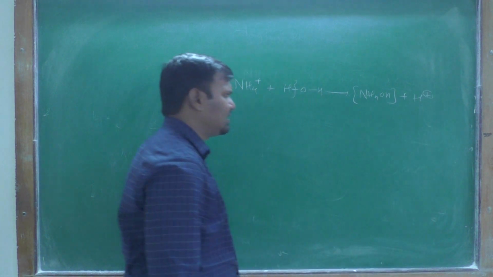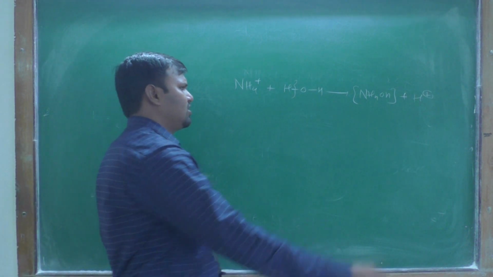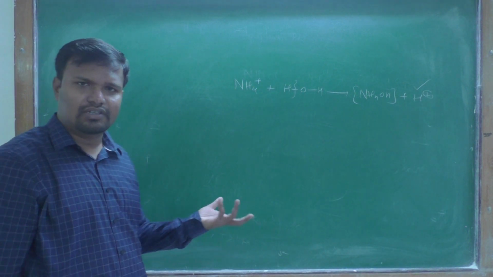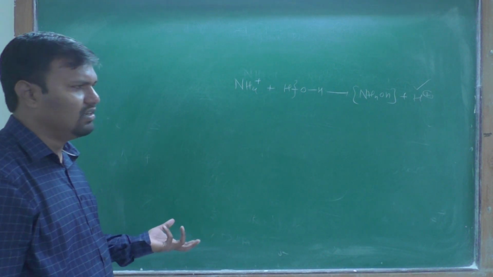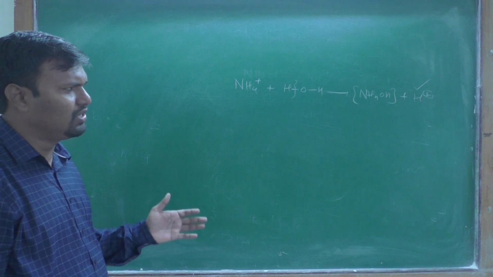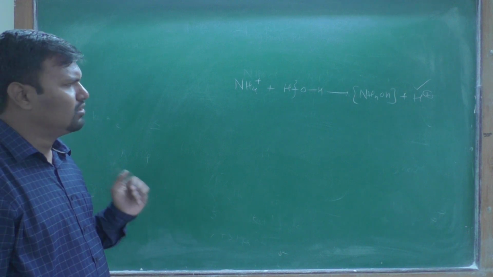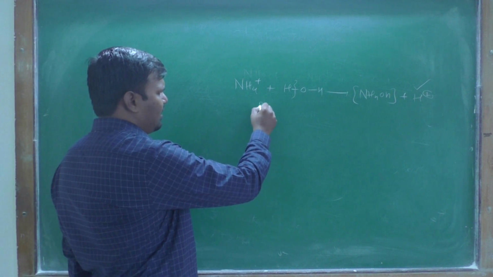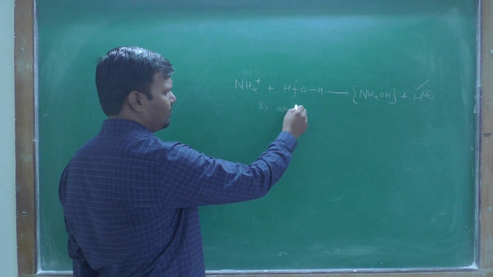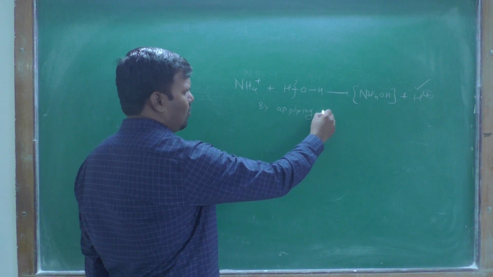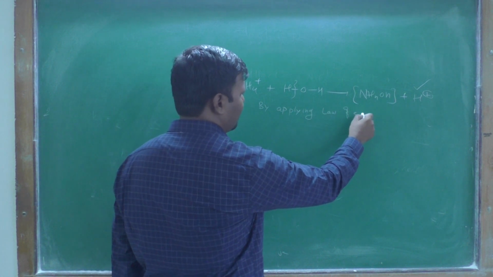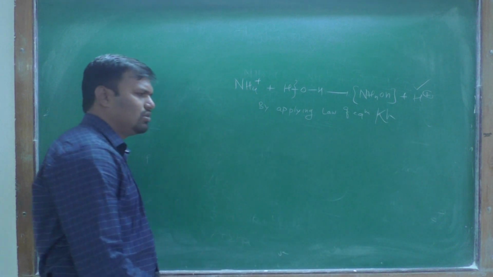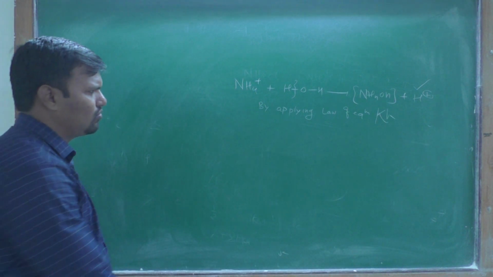Because of the extra H plus ions, when you add this salt in water, the solution will be acidic in nature. Its pH will be less than 7. Now, by applying the law of equilibrium, we can find the hydrolysis constant, denoted by Kh.